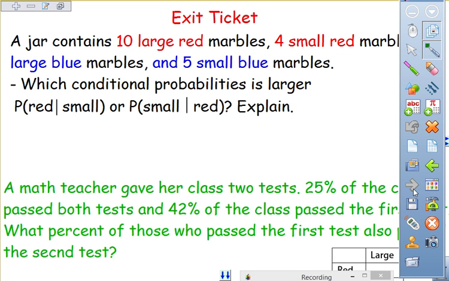Here's your exit ticket. Please pause the video, try these problems, turn the video back on to check your answers.